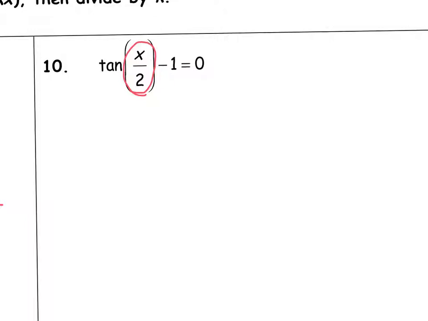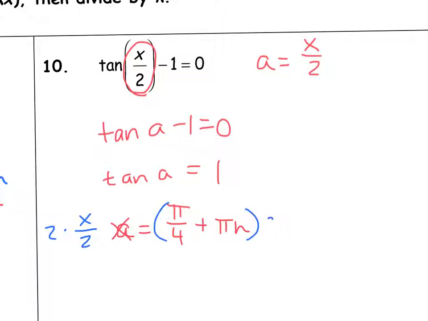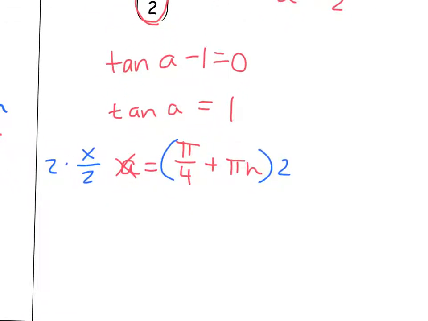Number 10, let's define a or u as our x over 2. So now I have tangent of a minus 1 equals 0. Tangent of a equals 1. So according to our unit circle, a is going to be pi over 4. And every pi, or 180 degrees, we end up repeating the answer. So now I have to substitute back in. So this here, I'm going to substitute x over 2, which means I'm going to multiply both sides by 2. And my final result will be x equals pi over 2 plus 2 pi n.